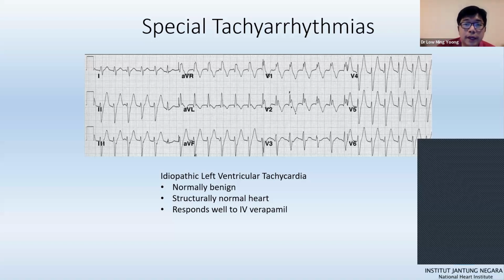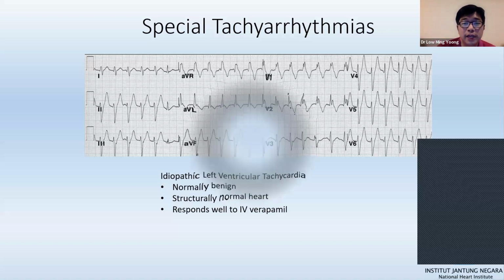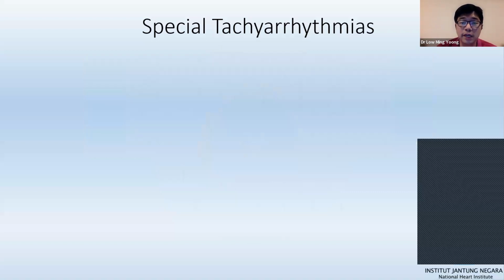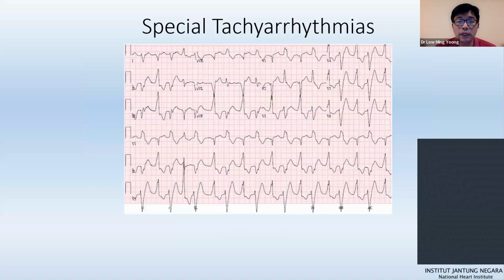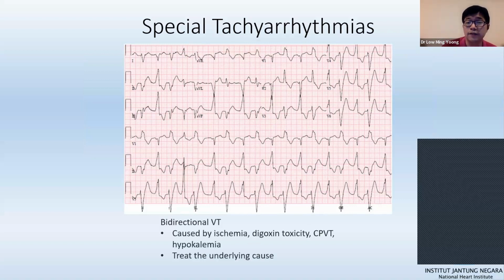Okay, then this is something rarely seen, but if you see it, your diagnosis is very clear. You can see this patient is going in VT, but the VT axis keeps on changing. That means it's like a bigeminy. It's like a PVC with bigeminy, but it's very fast. Okay. So this is called bidirectional VT because the VT has two directions. Very rarely seen nowadays. But if you get bidirectional VT, please think of ischemia, digoxin, very important, CPVT, and hyalinemia.